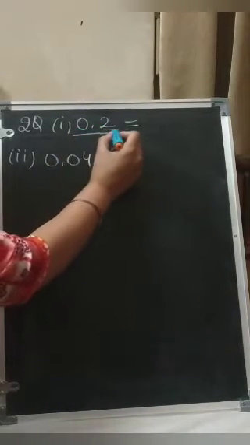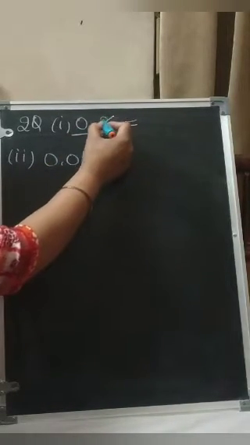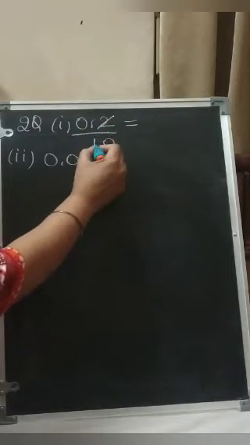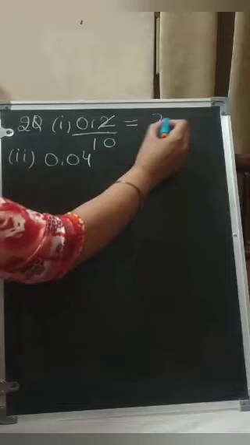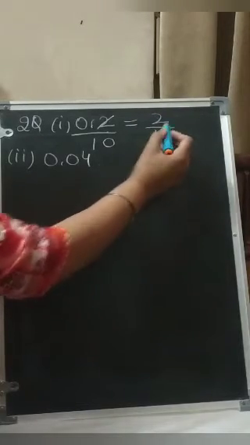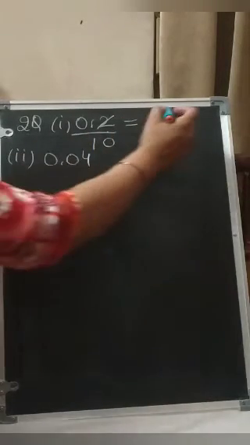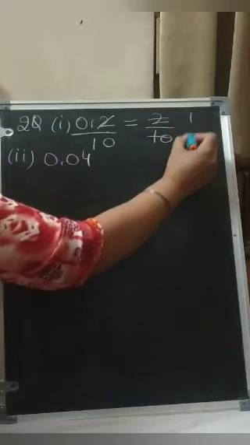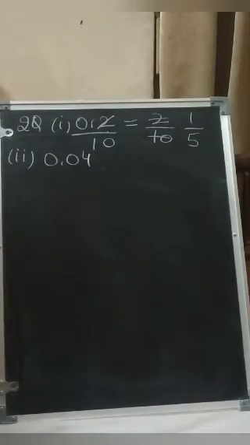What is the method? The digit 2 downside will change into 0 and the point will change into 1. So you will write here the answer 2 by 10. And further they are asking that your answer should be in the simplest form, which you already know how to do. It will cut with 2, it will also cut with 2, and your answer will be 1/5.